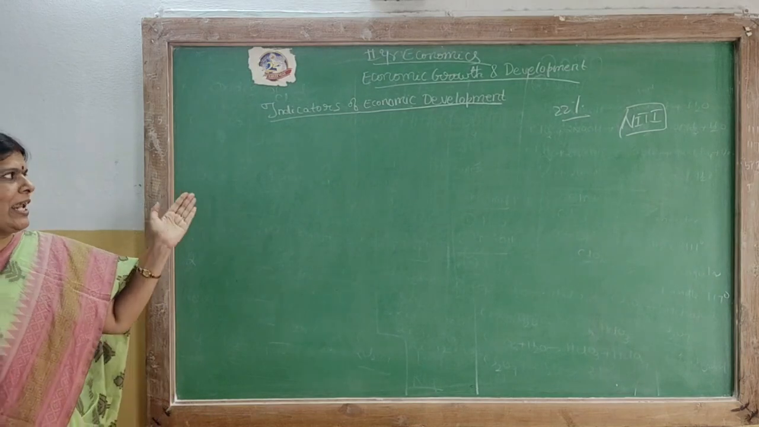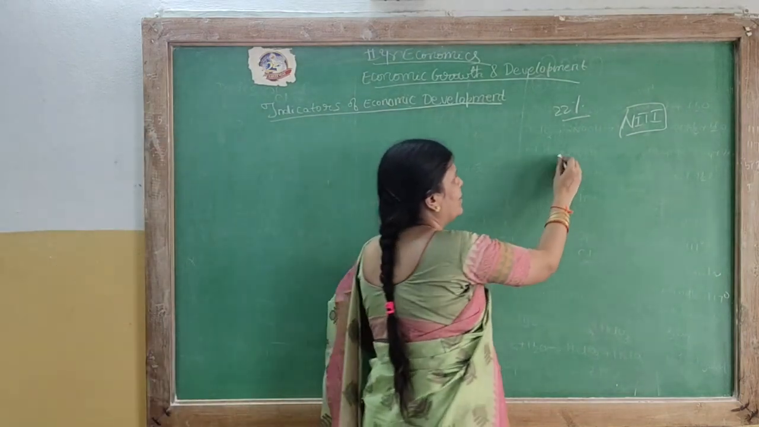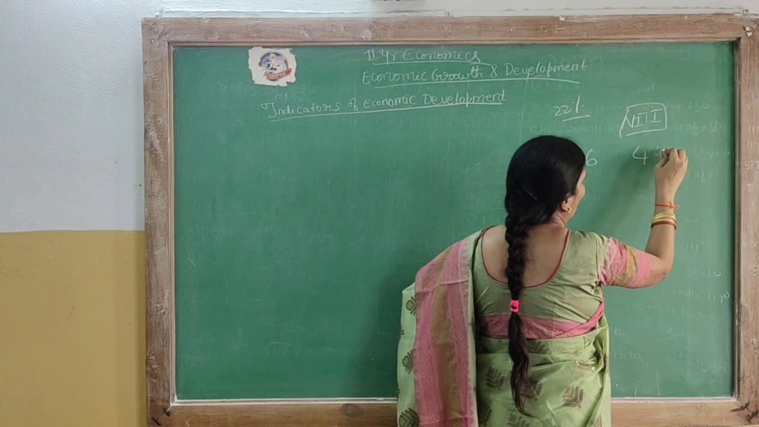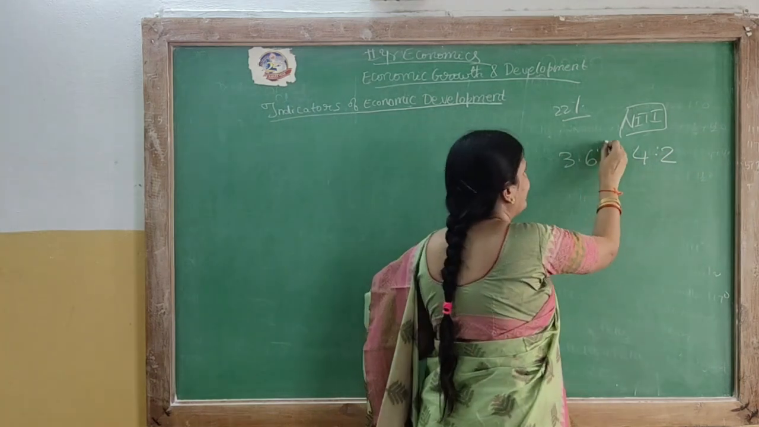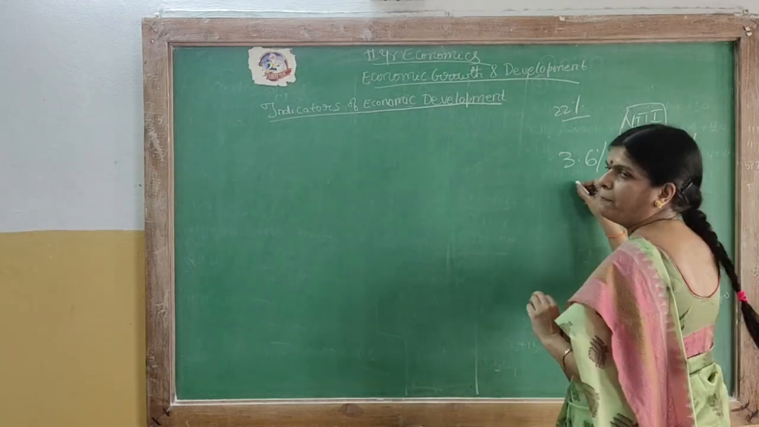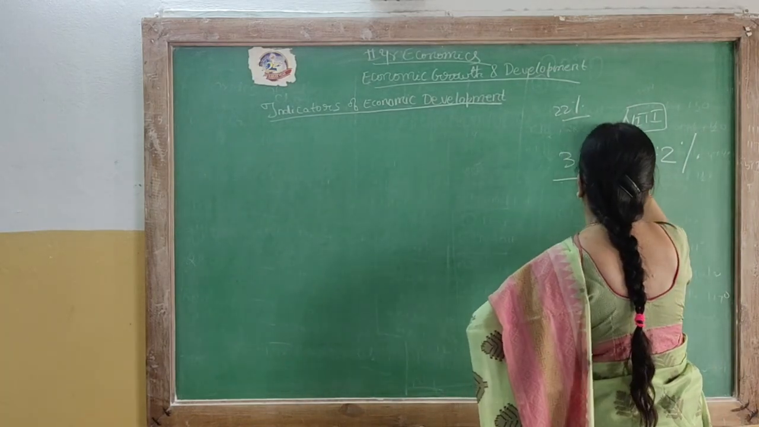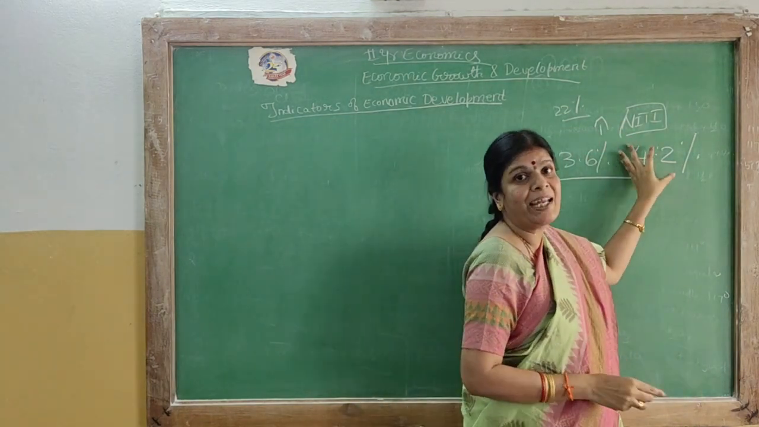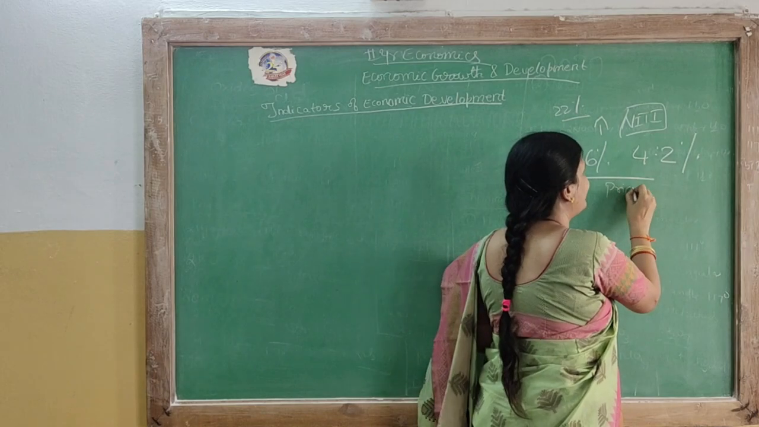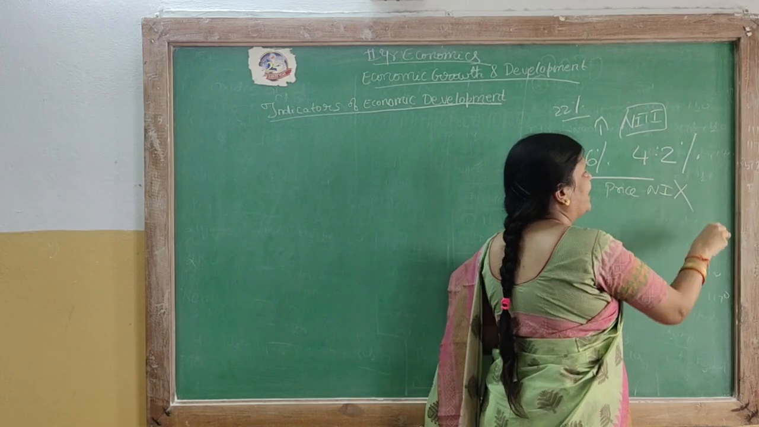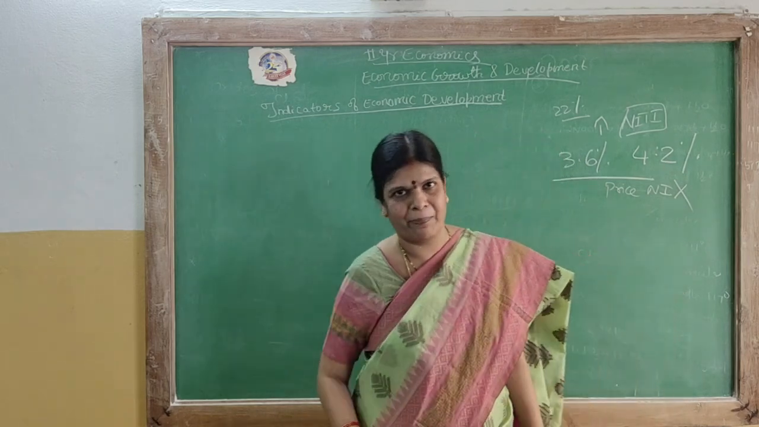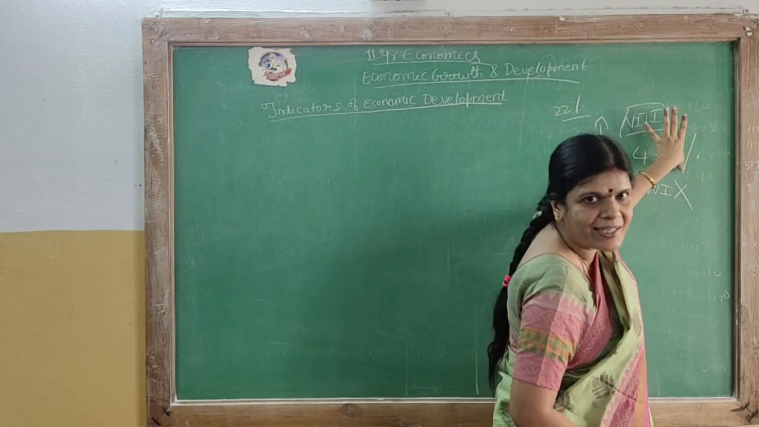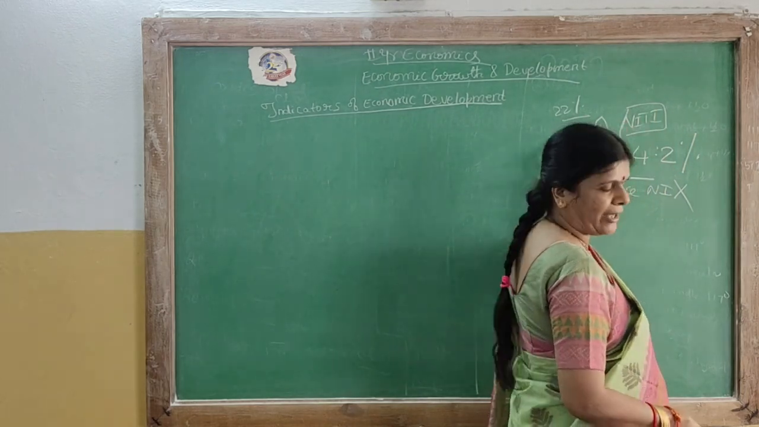See, last year the national income growth is 3.6%. Now this year, suppose it is 4.2%. This increase should be because of production of goods and services. It should not be influenced by prices. If prices increase and national income increases, it is not economic development. Prices remain stable, but national income increases. That is achieved through technology.